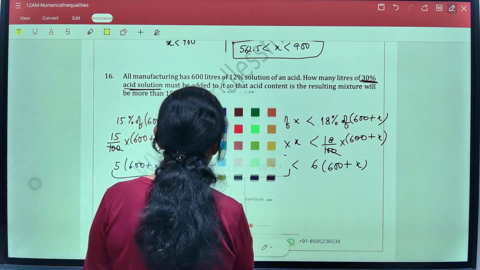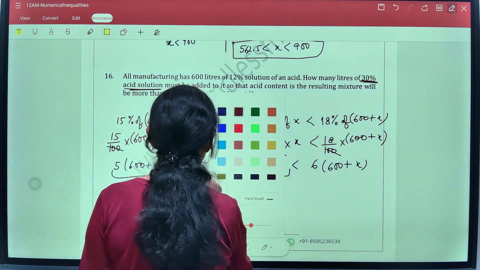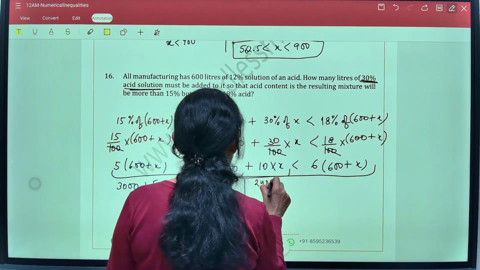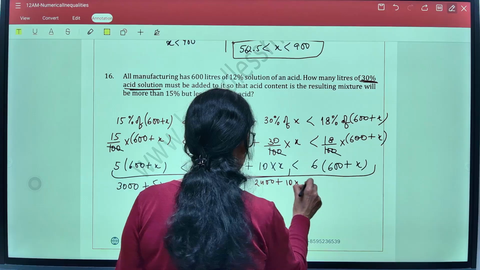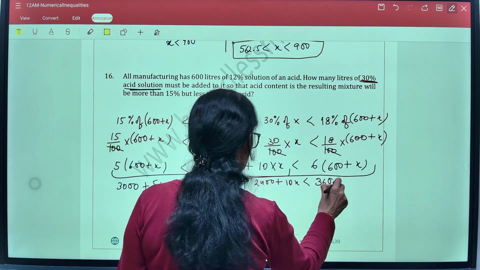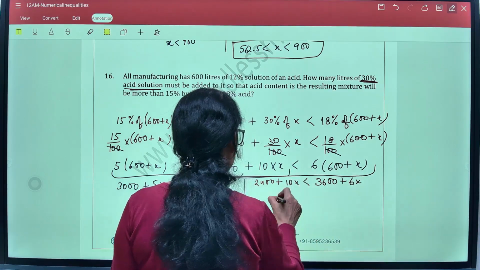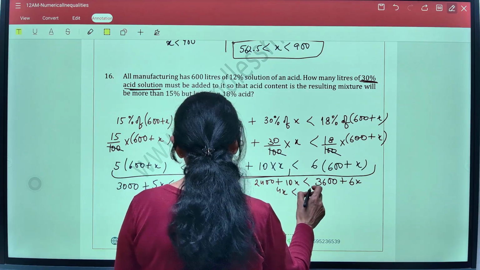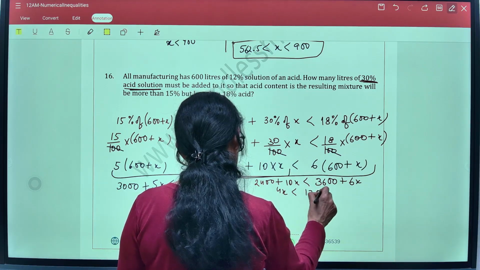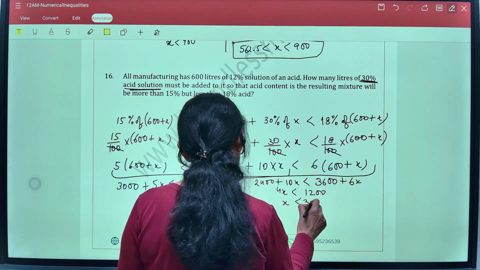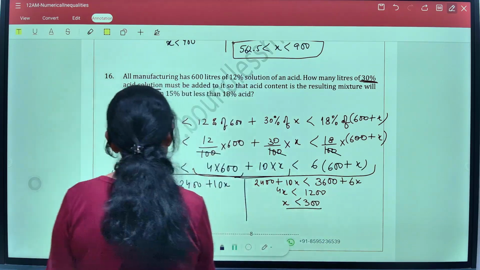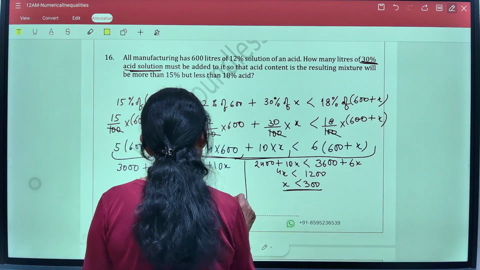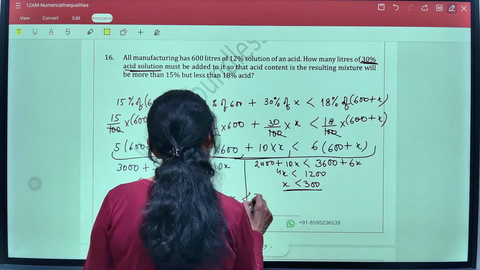Now let's solve the right side of this inequality, what we have. So it will be solving this part. So 6 4s are 2400 plus 10x less than 6 6s are 3600 plus 6x. 10x minus 6x is 4x less than 3600 minus 2400. That comes out to be 1200. That means x is less than 300. Now we have x greater than 120 and x less than 300. So if we write them together, x lies in this range.